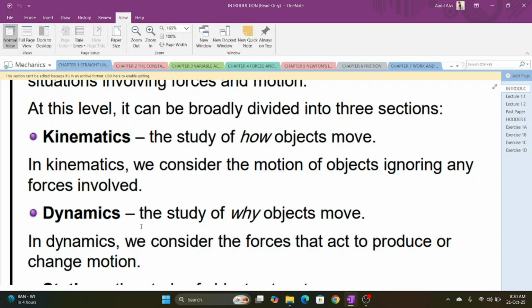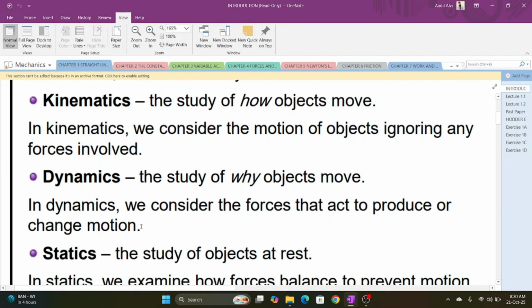Then the third section is statics. Statics is the study of objects which are at rest. What does that mean? When an object is at rest, there could be two things. Either there is no force acting on the object, or forces are acting on the object, but the forces are opposite to each other and have been balanced out. Therefore there is no resultant force on the object which causes it to move.